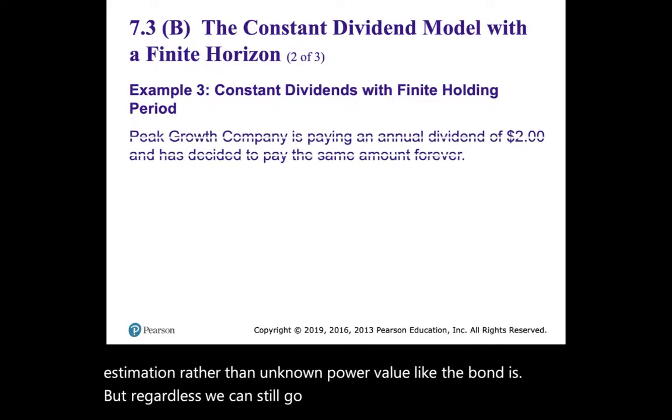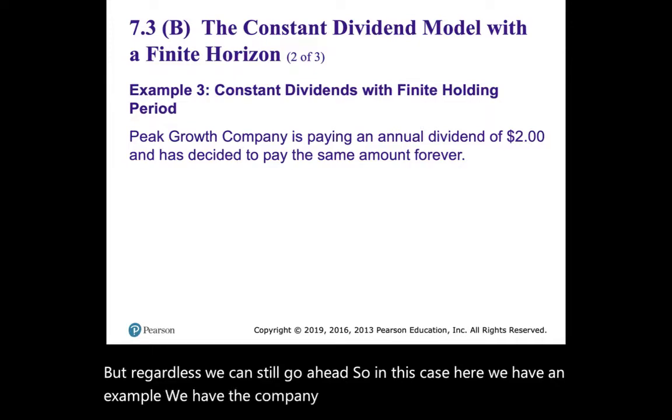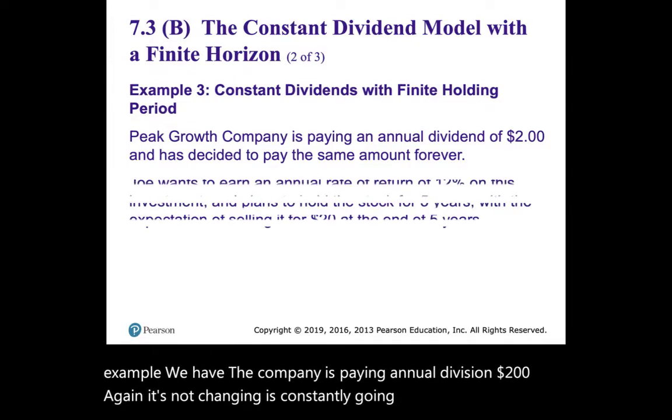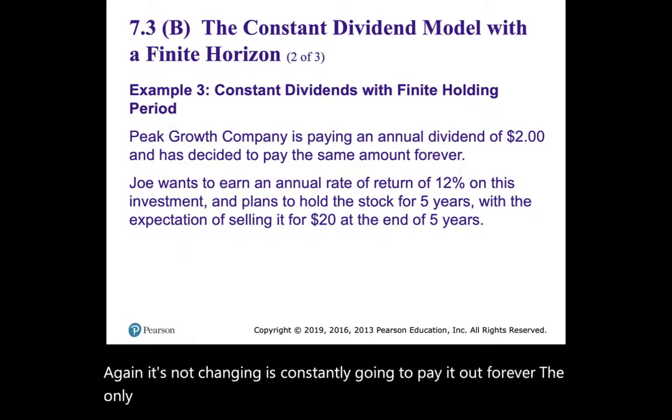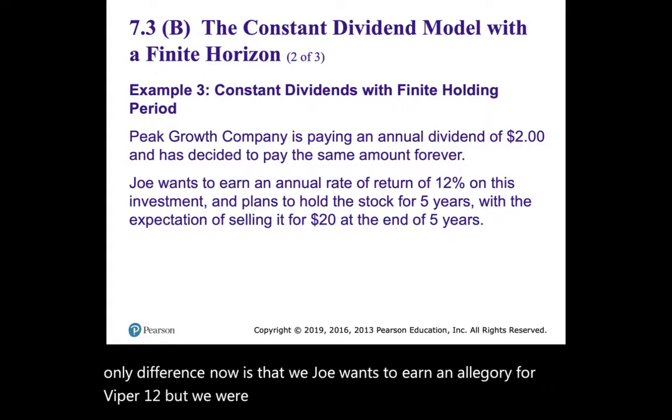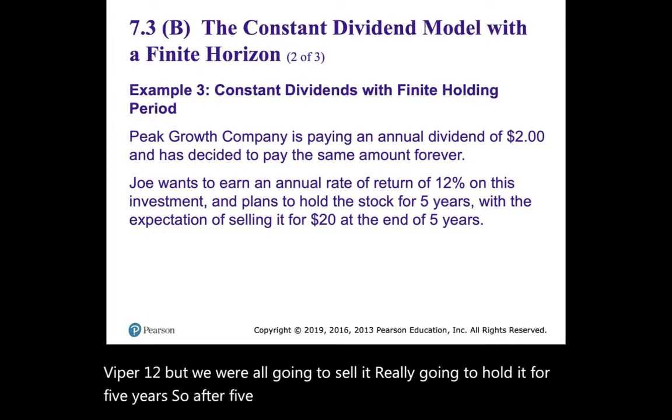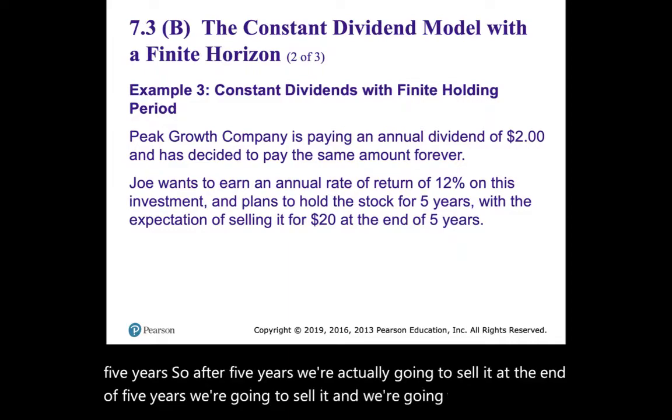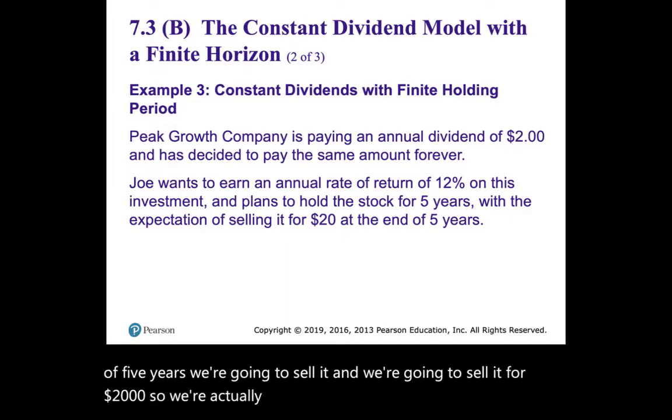So in this case, here we have an example. We have a company paying an annual dividend of $2. Again, it's not changing, it's constant. We're going to pay it out forever. The only difference now is that Joe wants to earn an annual rate of 12%, but we're only going to hold it for 5 years. So after 5 years, we're actually going to sell it. At the end of 5 years, we're going to sell it for $20. So we're actually estimating the future value in this case.